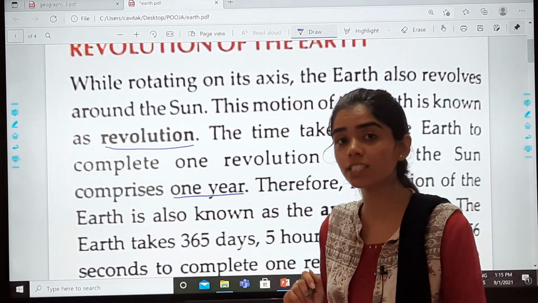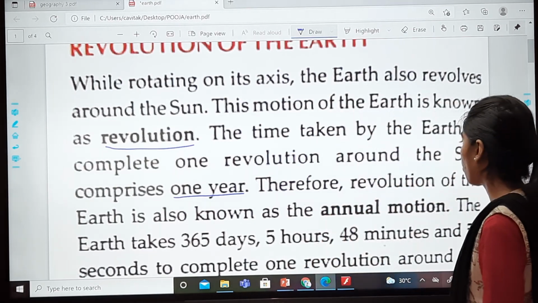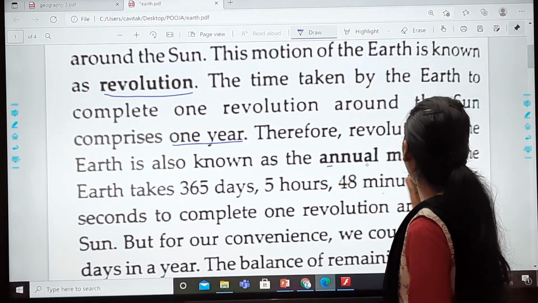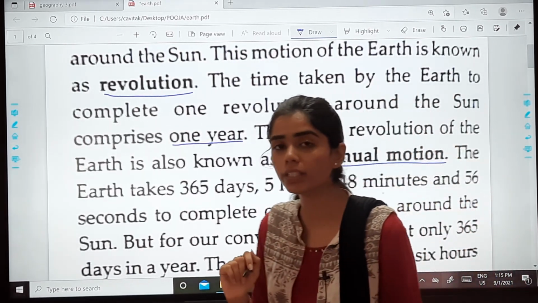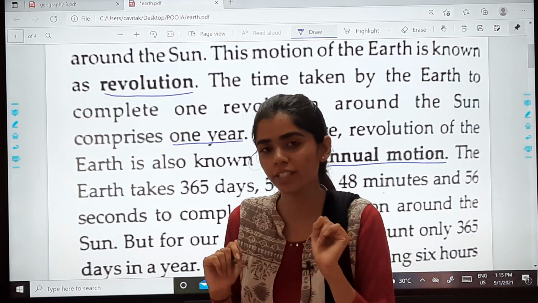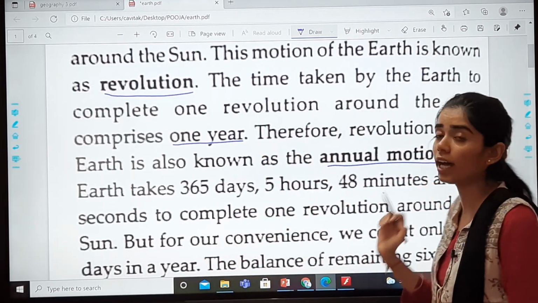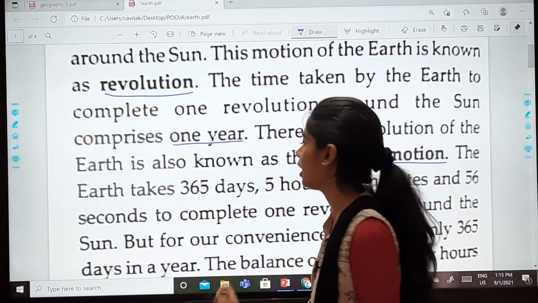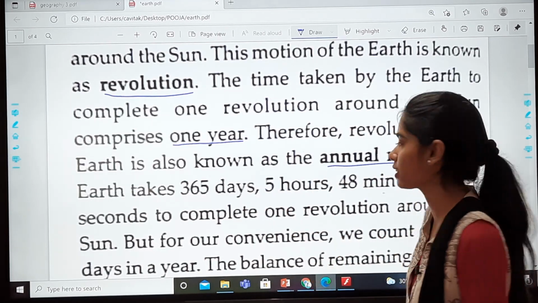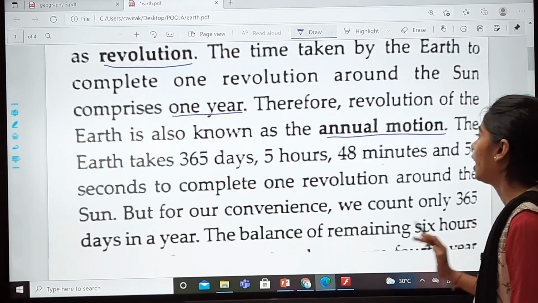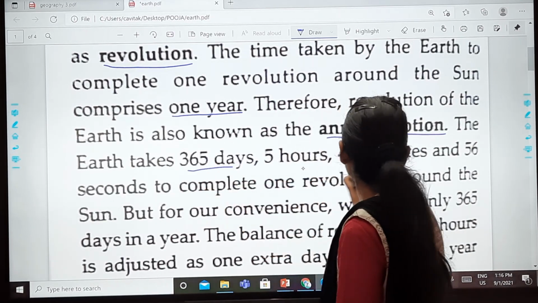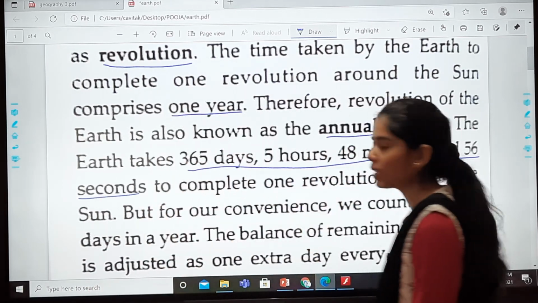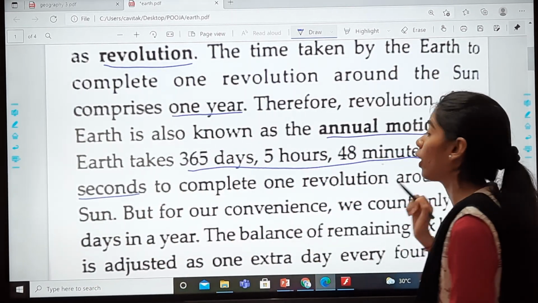How much time does it take? 1 year. Therefore, the revolution of the earth is also known as the annual motion. Why annual? Annual means one complete year. So that is why it is also known as the annual motion. The earth takes 365 days, 5 hours, 48 minutes and 56 seconds to complete one revolution around the sun.